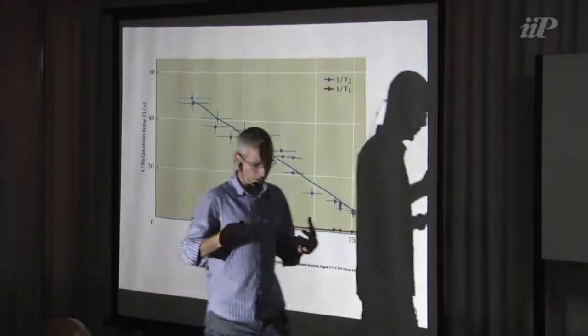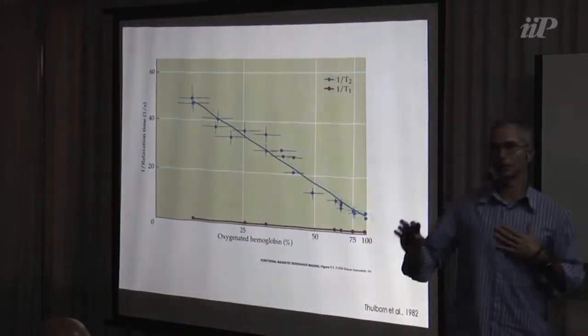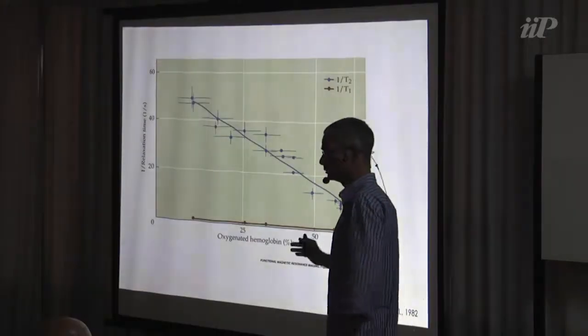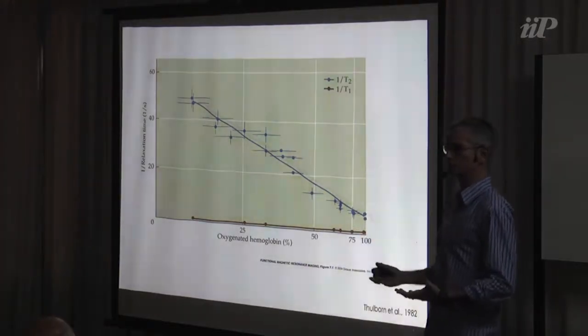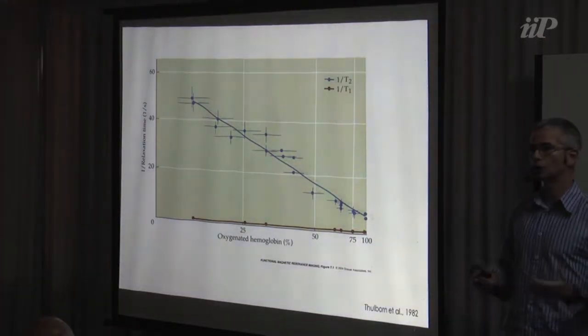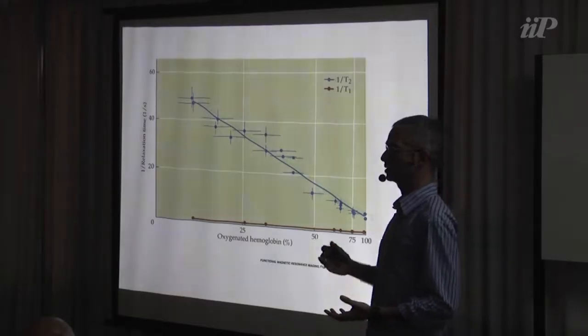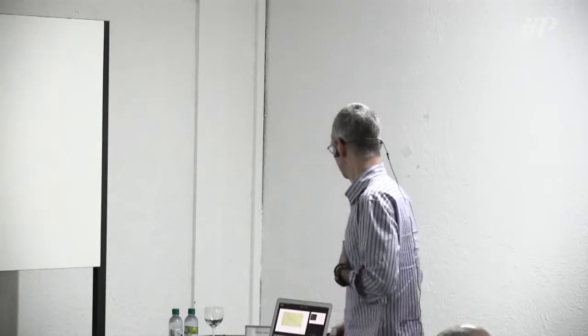It's not all that fMRI is about, but this is the most used contrast mechanism. It is not the only one, but it is the most used in fMRI. That's called BOLD, blood oxygenation level dependent contrast. This is the contrast that we are going to be speaking about and using.